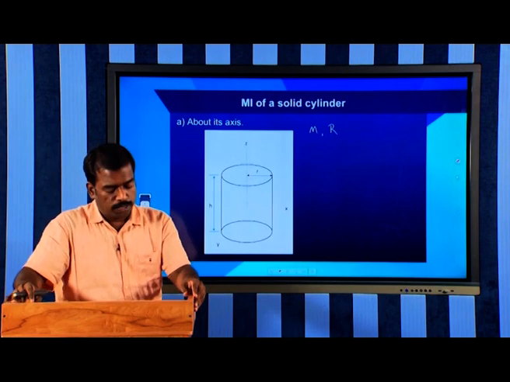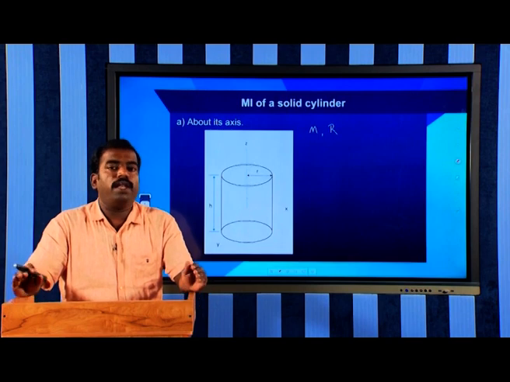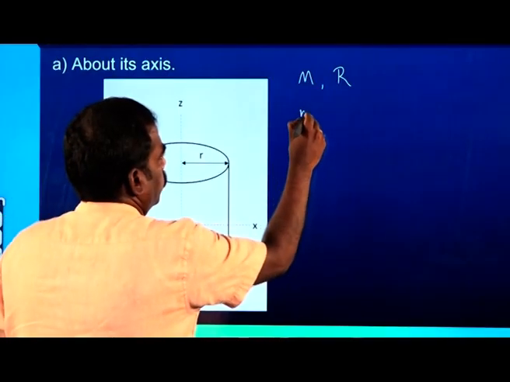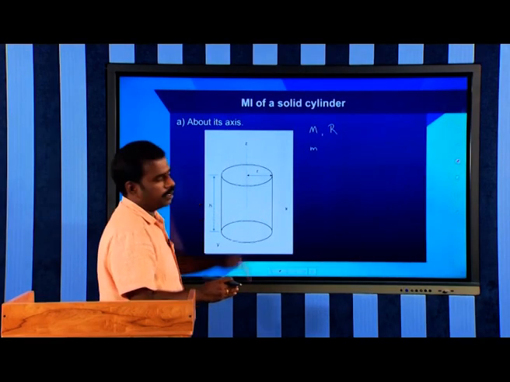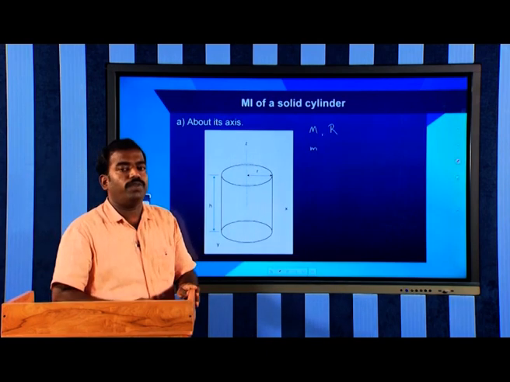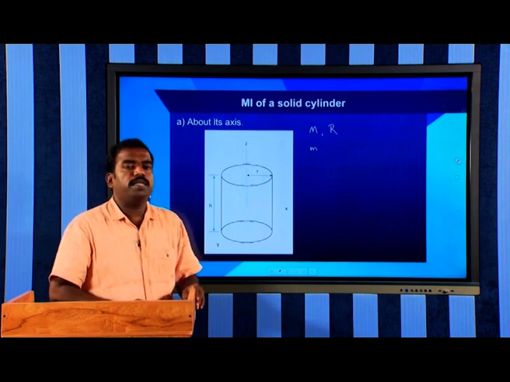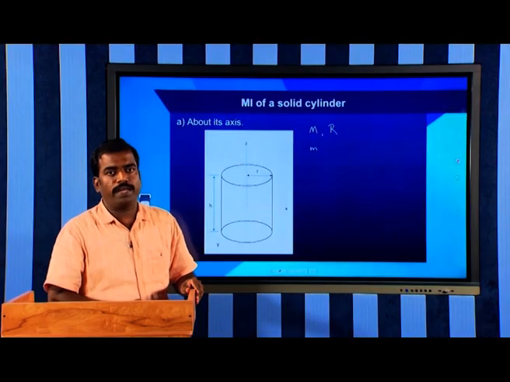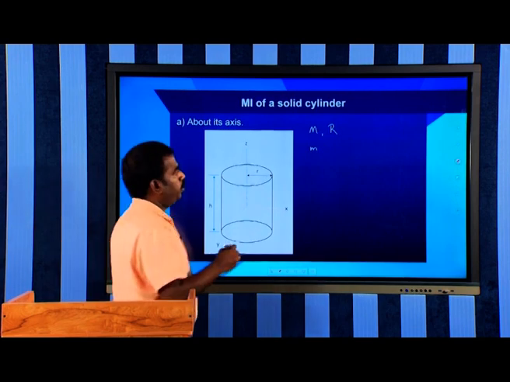Here also we imagine that the cylinder is made up of a large number of circular discs of mass small m. The moment of inertia of the cylinder is the sum of the moments of inertia of all such discs. We have learned that the moment of inertia of a circular disc about an axis perpendicular to its plane through the center of mass is m r square by 2.